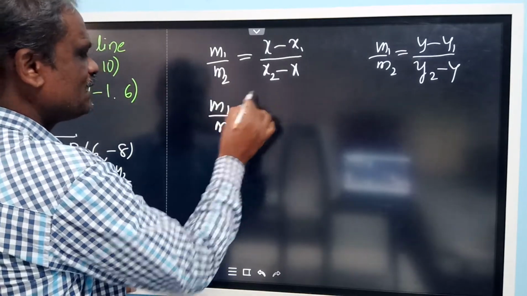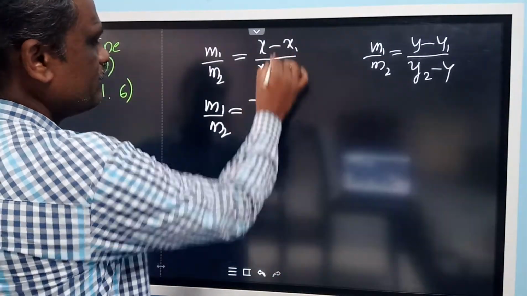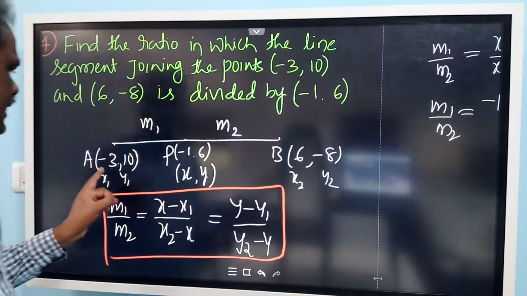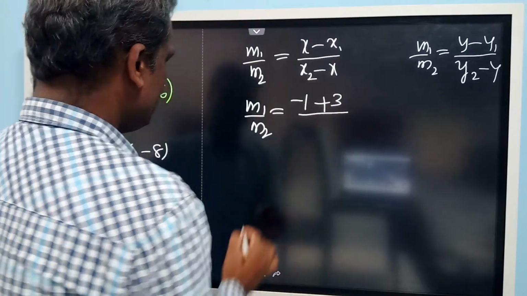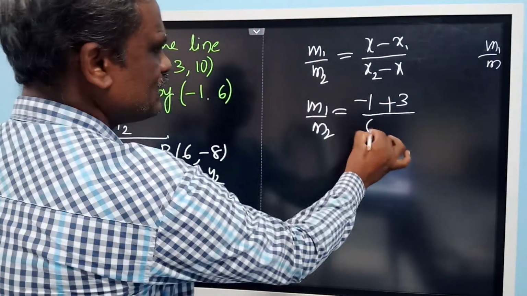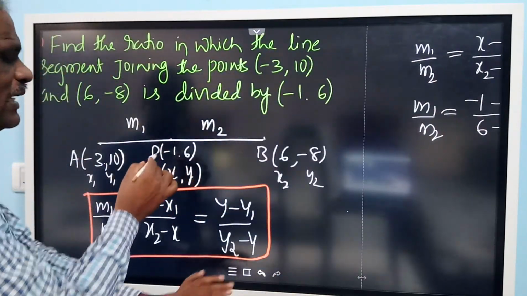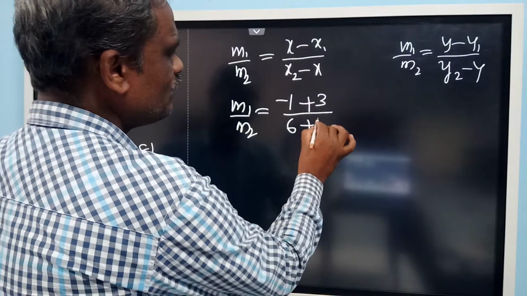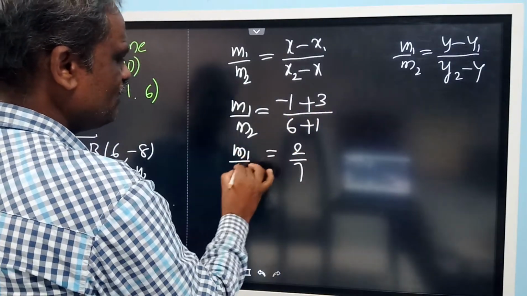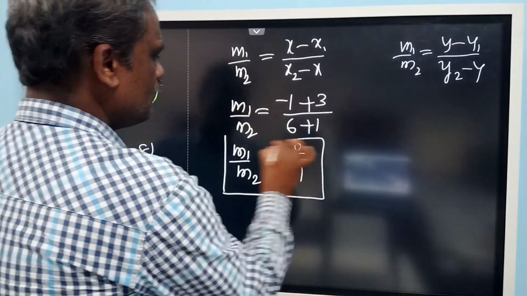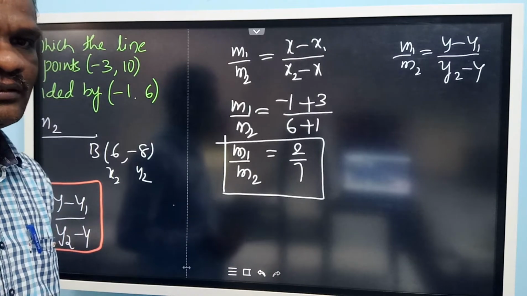It is equal to the x value. What is that x value? It is minus 1. So you write minus 1, then minus x1. What is x1? Here it is minus 3, so minus of minus 3 becomes plus 3. Divided by x2, look at this, x2 here is 6, then minus the x value, which is minus 1, so minus of minus 1 becomes plus 1. Then it becomes 2 by 7. So this is the value of m1 by m2. Direct substitution is also possible, and you can also do this using the section formula.